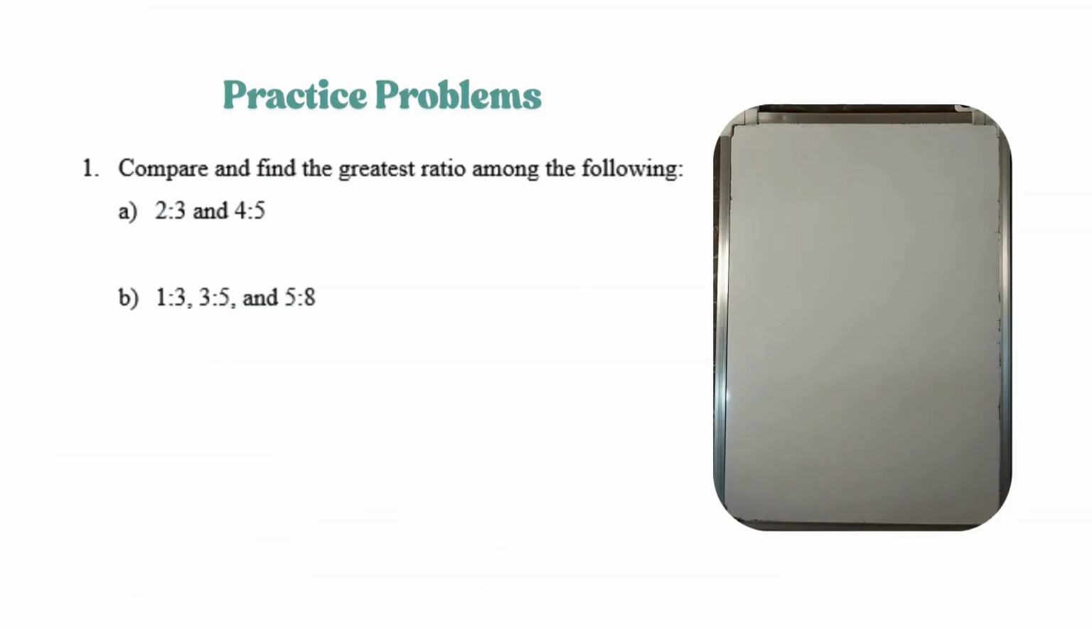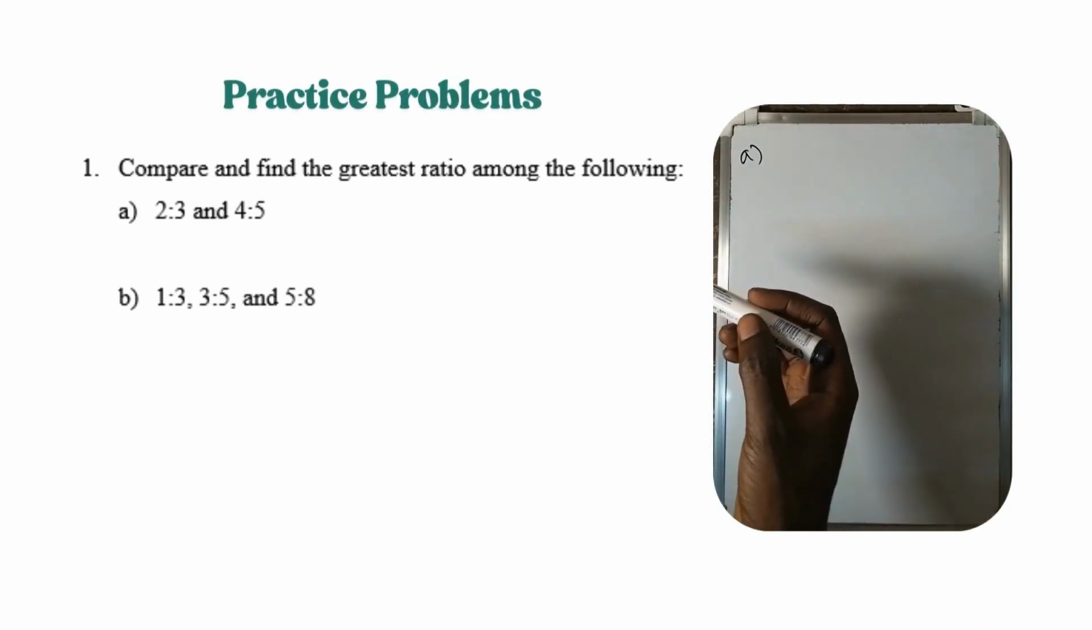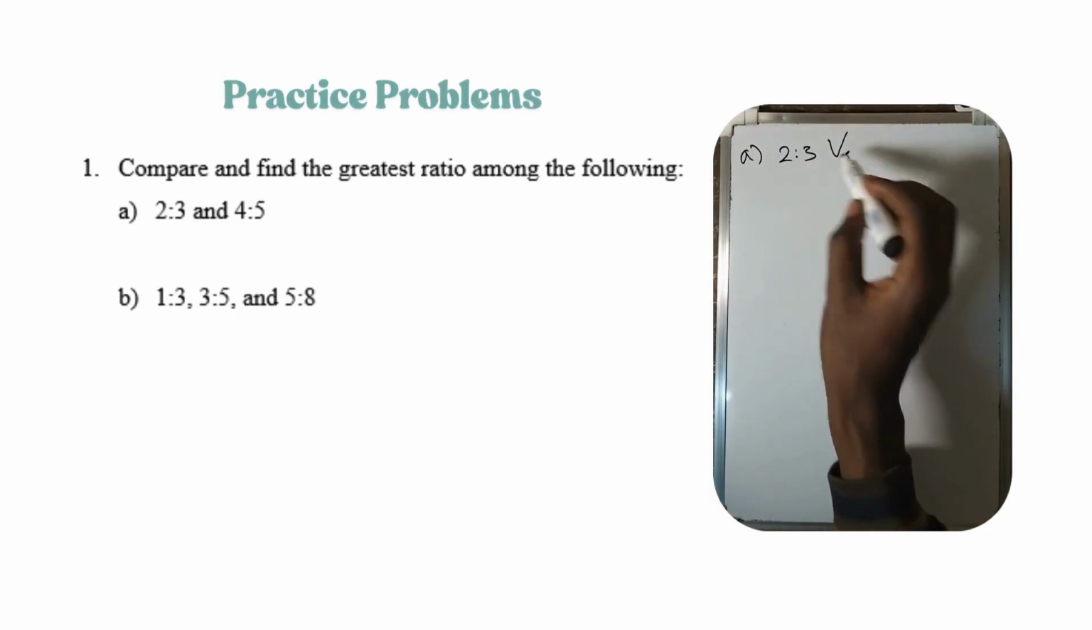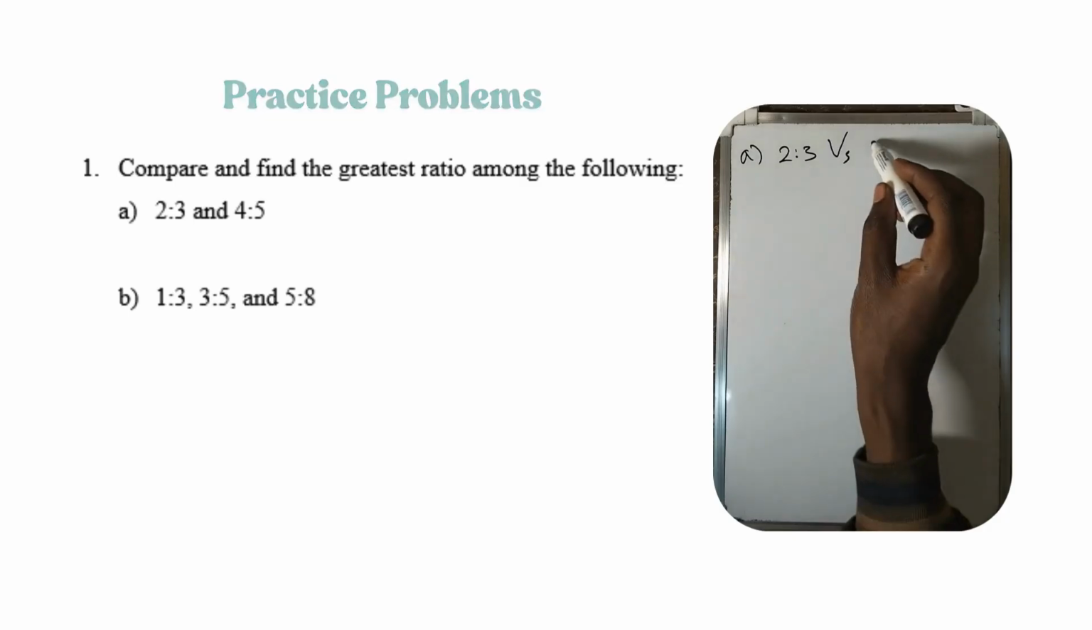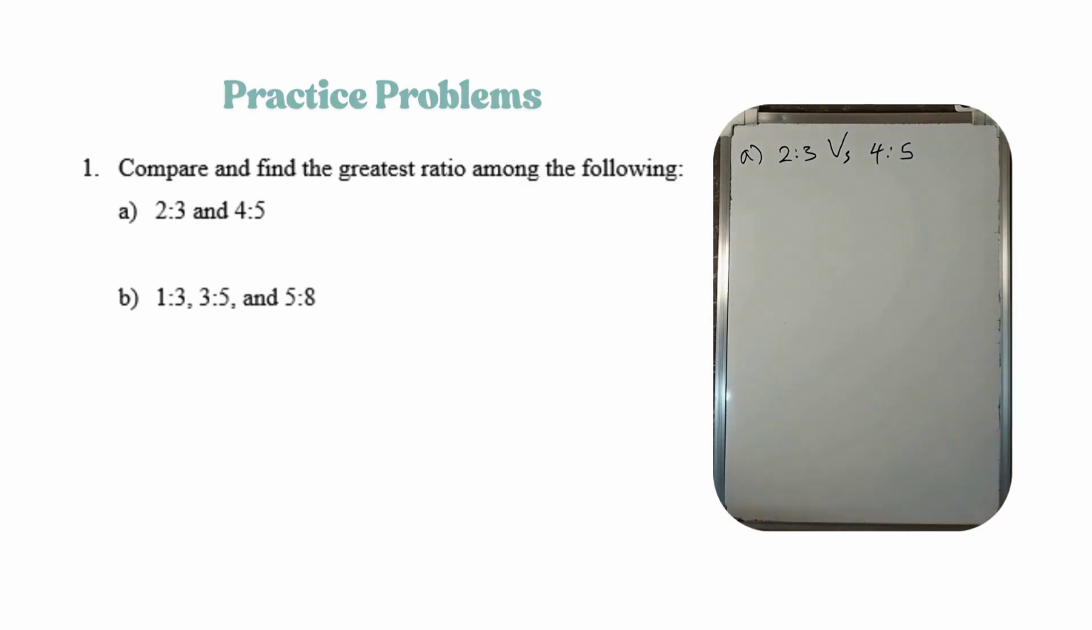Let's look at how we compare ratios. The first ratios to compare are 2 to 3 versus 4 to 5. Comparing ratios is so easy. Our first step is changing the ratios to fractions.